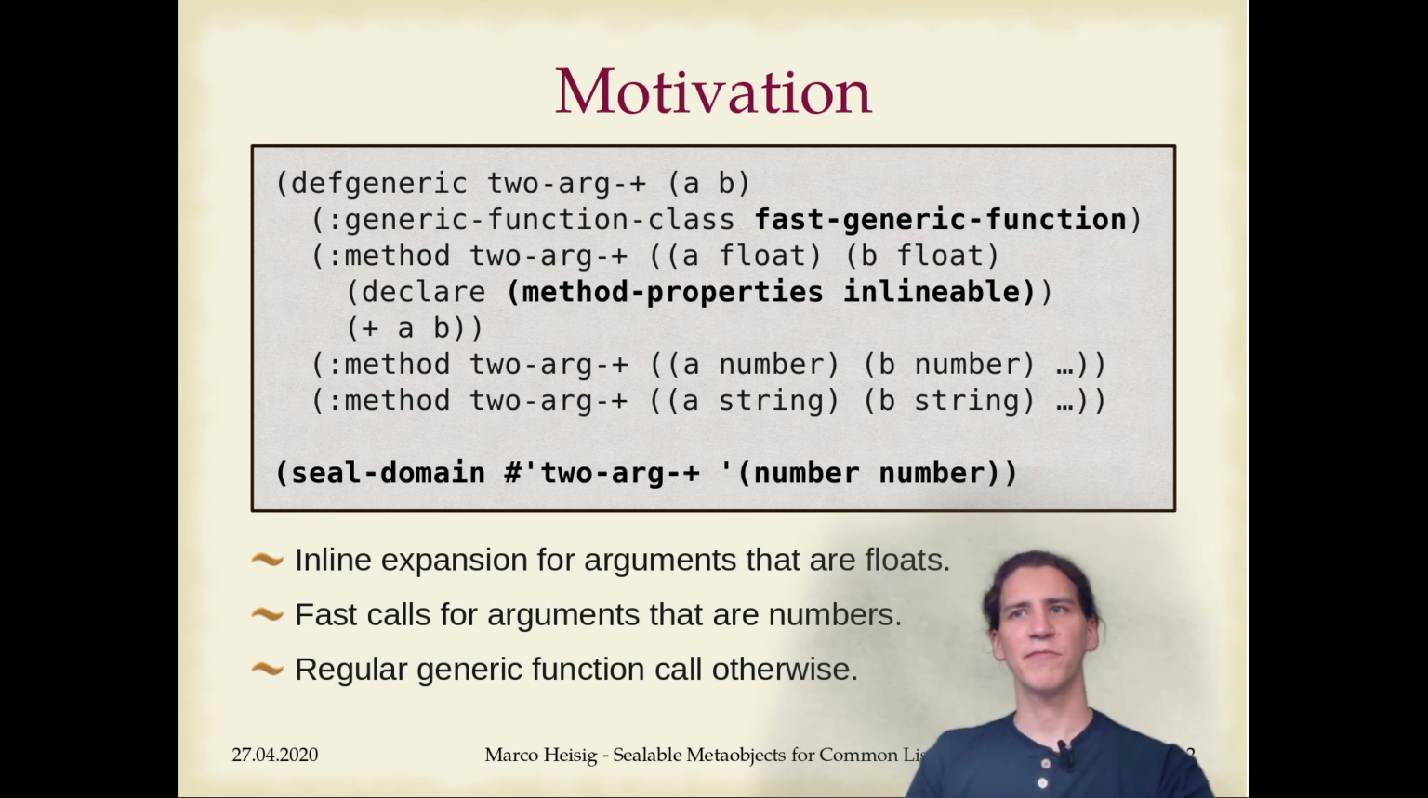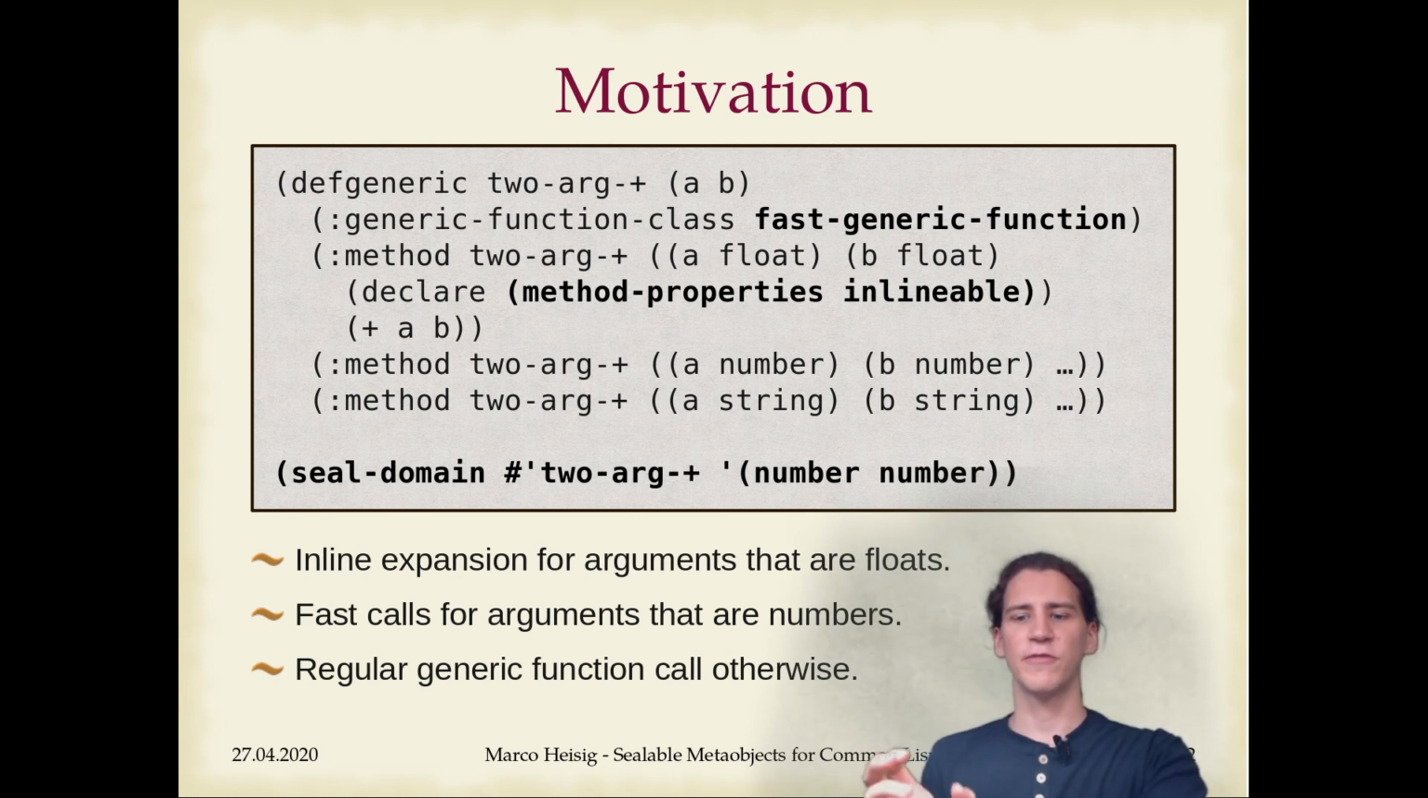For the particular method specialized on arguments of type float, we also show that it is possible with fastGeneric functions to add method properties. Particularly here we use the inlineable method property, and once all these methods have been defined, it's possible to call the function sealDomain for this function and the domain of numbers. And once these definitions are all in place, the following compiler optimizations will happen.